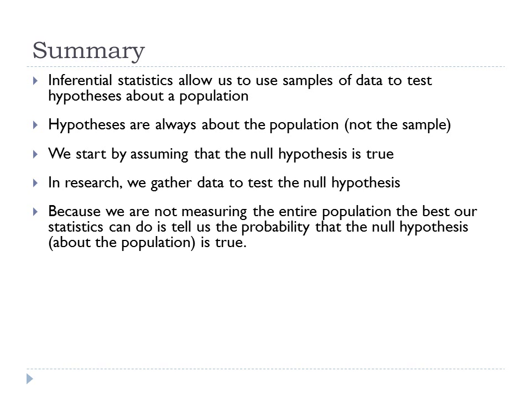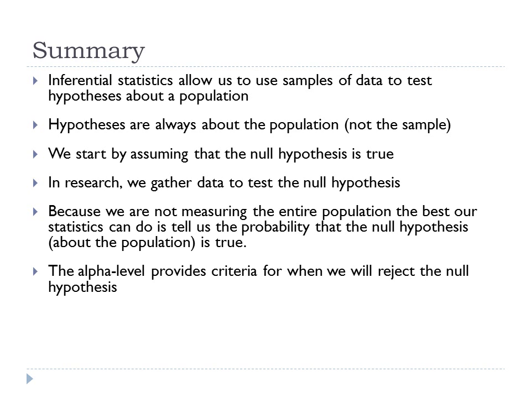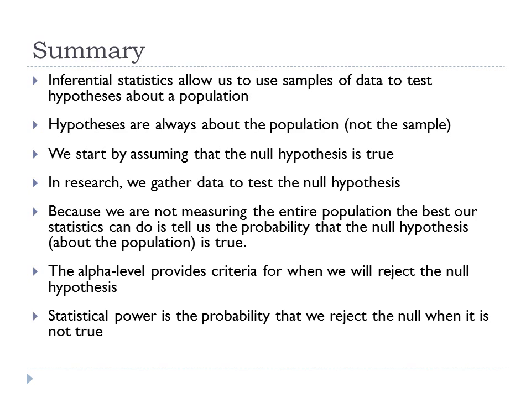Right? And so always keep in mind that we won't ever say that our statistical test proved something about the population, because all we can do is have a high degree of confidence, but we can never be 100% sure. When we conduct statistical tests, we're going to set an alpha level. That alpha level is our criteria for when we're going to decide to reject the null hypothesis in favor of the alternative hypothesis. And finally, statistical power is the probability that we're going to reject the null hypothesis when the null hypothesis is not true.